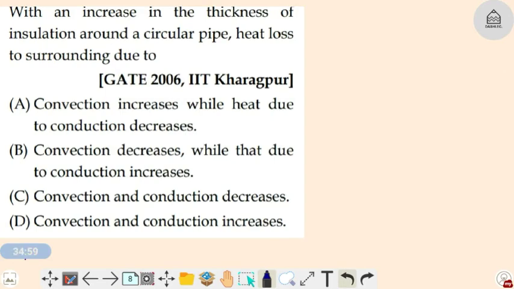Okay, the question reads like: with an increase in the thickness of insulation around a circular pipe, heat loss to surrounding due to convection increases while heat due to conduction decreases; convection decreases while due to conduction increases; convection and conduction decreases; convection and conduction increases. Okay, the answer will be the heat loss due to convection will increase, but heat loss due to conduction will decrease.